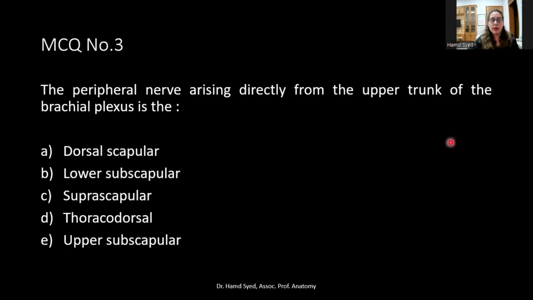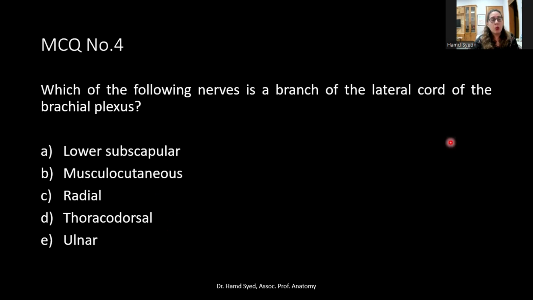The peripheral nerve arising directly from the upper trunk of brachial plexus: upper trunk of brachial plexus gives rise to the suprascapular nerve. We just saw that when we were talking about the minor branches of the brachial plexus. Which of the following nerves is a branch of the lateral cord of the brachial plexus? Lateral cord of brachial plexus gives rise to musculocutaneous nerve, so that is actually the continuation itself of the lateral cord of the brachial plexus. We know that, we just talked about it.